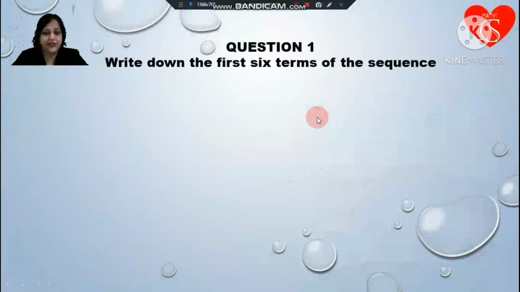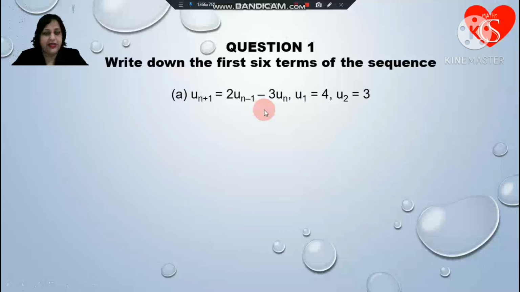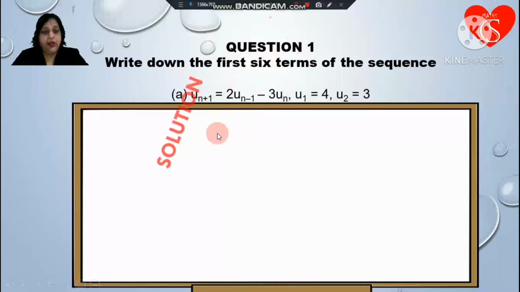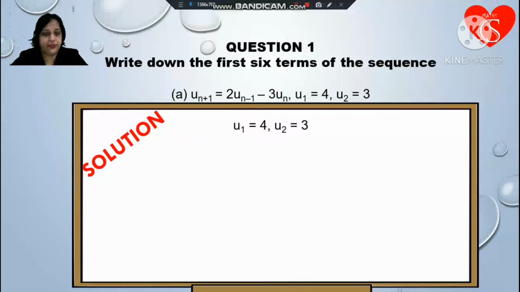Okay, the first question: write down the first 6 terms of the sequence. You are given that the n plus 1 term equals 2 multiplied by the n minus 1 term, minus 3 multiplied by the n term. The first term and the second term are given. The first term is 4, the second term is 3. Based on this information, we have to find the first 6 terms. The first 2 are already given to you, so we will start with the third term.